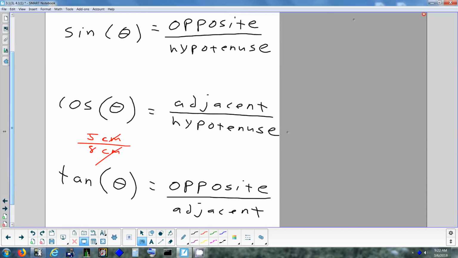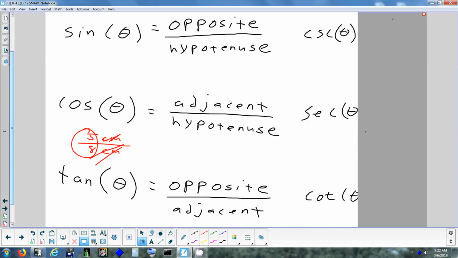Centimeters cancels. Okay, we talked about that kind of the first week. Same units in the top and in the bottom, they cancel out. So trig functions don't have labels. They don't have any units to them. They're just a pure number, 5/8. Not 5/8 centimeters, not 5/8 inches. The unit cancels out. It's just a number without any other label. Okay.